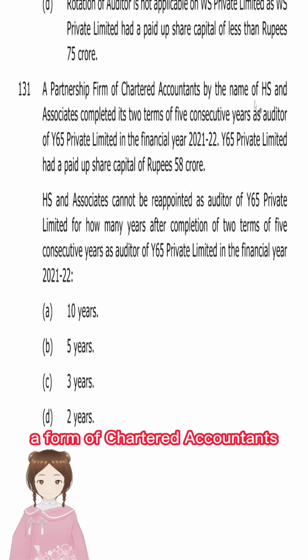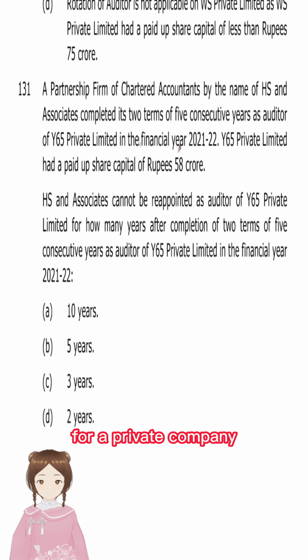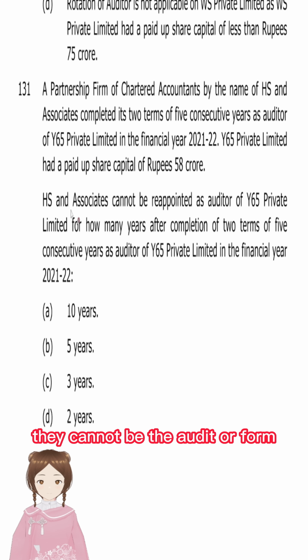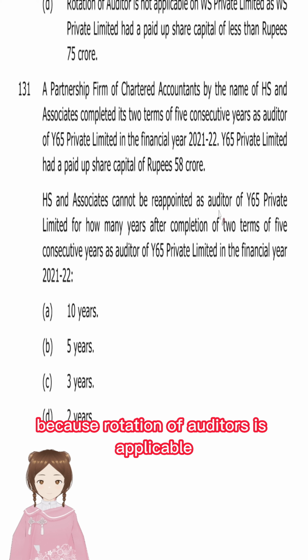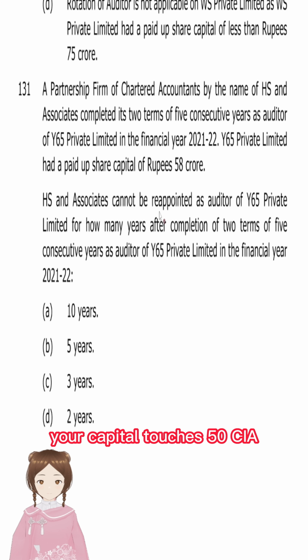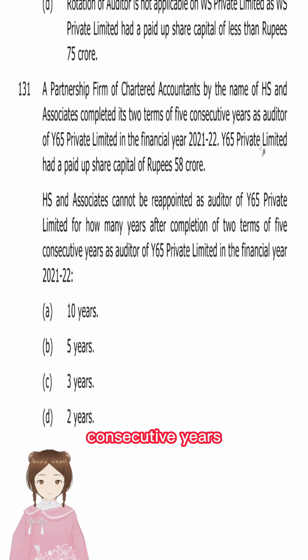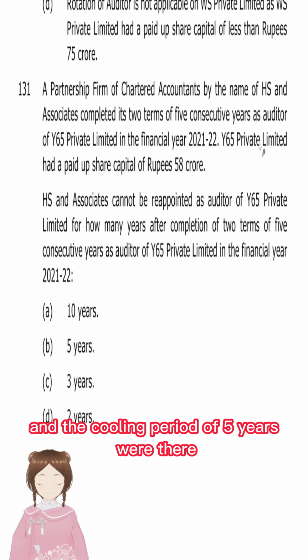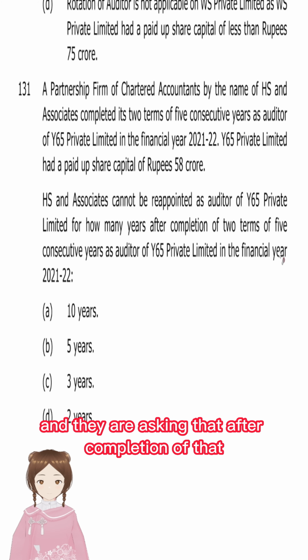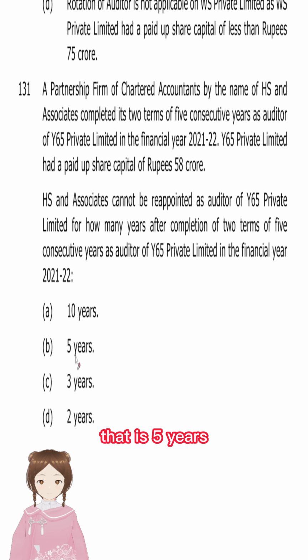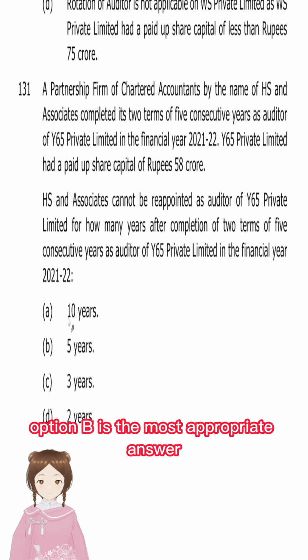A firm of chartered accountants was appointed as auditor for a private company whose paid up share capital is 58 CR. The auditor firm cannot be reappointed because rotation of auditors is applicable, as soon as the paid up share capital touches 50 CR for a private limited company. As they have already done 2 terms of 5 consecutive years, they cannot be appointed, and there is a cooling period of 5 years. They're asking, after completion of that, for how many years they cannot be reappointed. That is 5 years. Option B is the most appropriate answer.